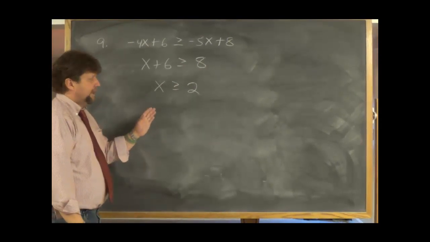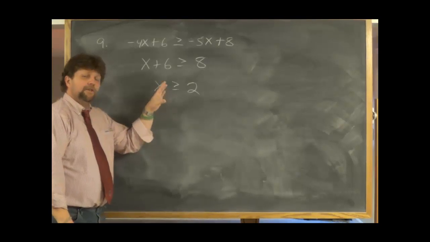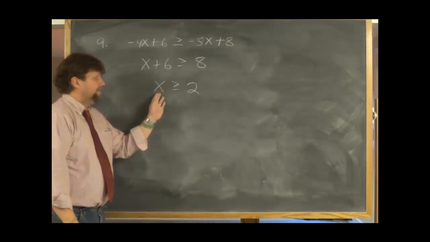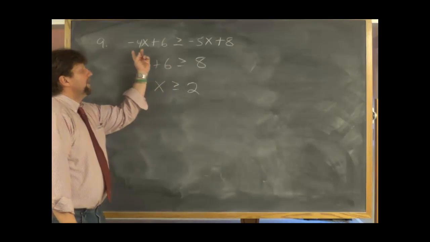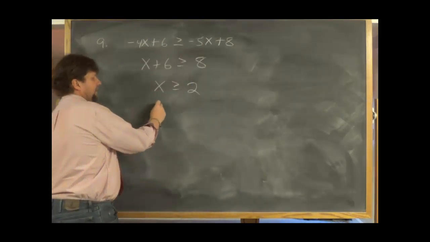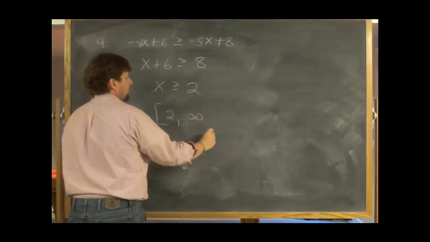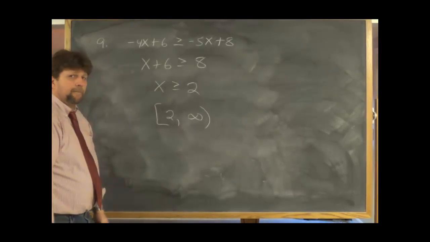So in interval notation, I can pick any value of x that is greater than or equal to 2. Any value of x greater than or equal to 2 will be a solution to that linear inequality. So the interval notation for it is square bracket 2, comma, infinity.